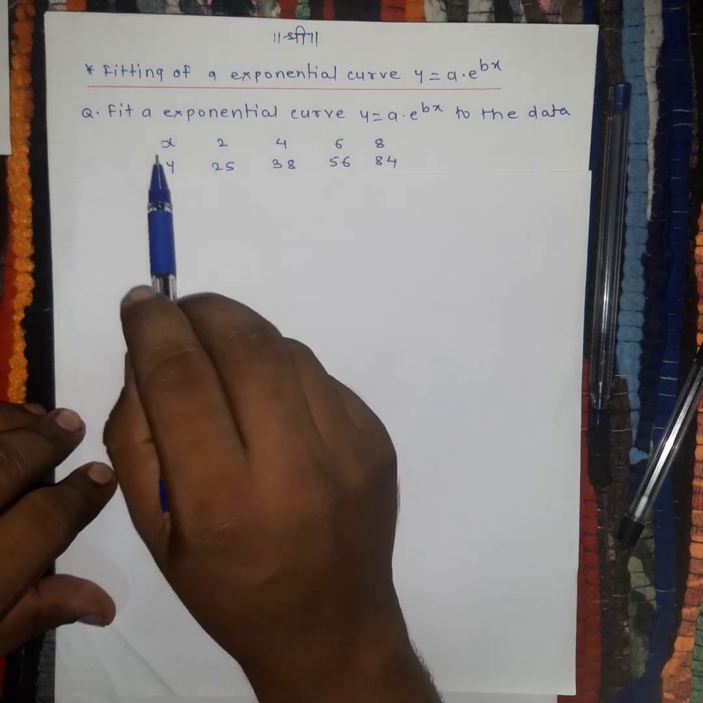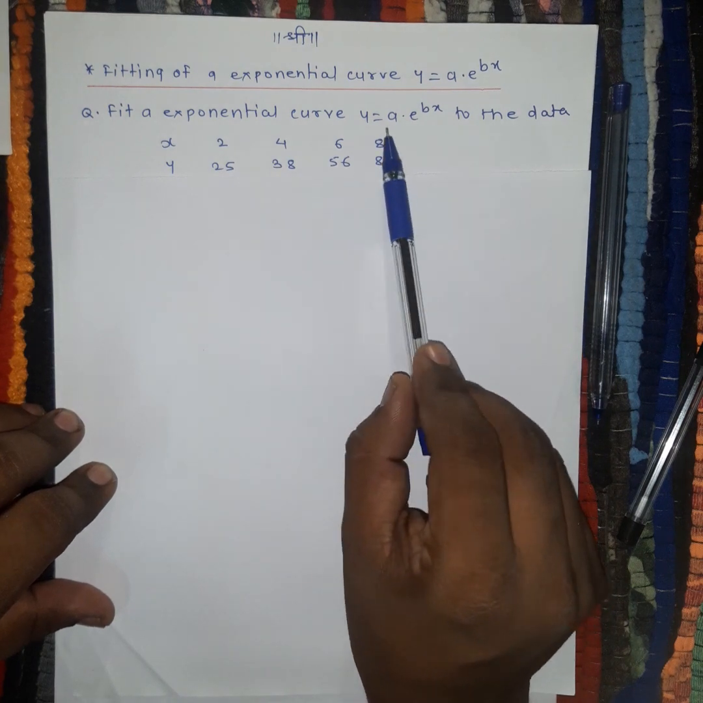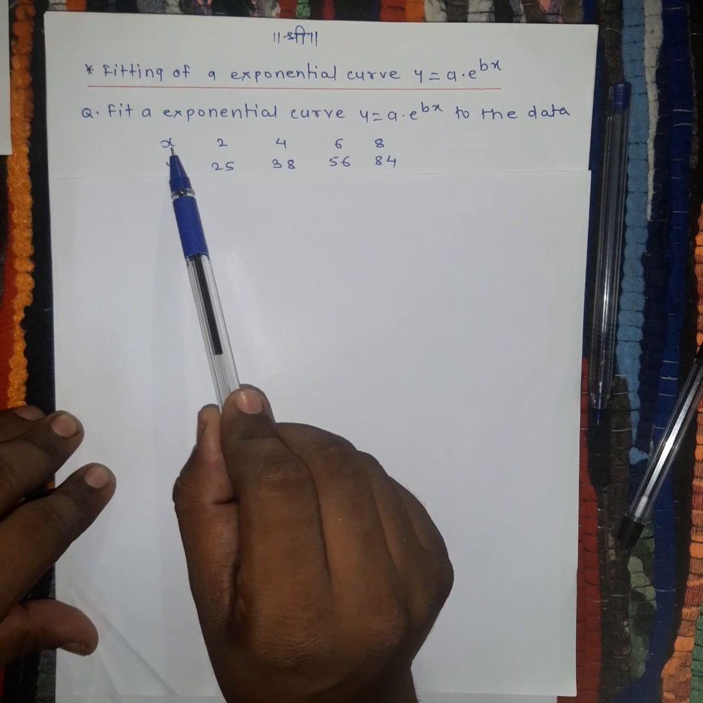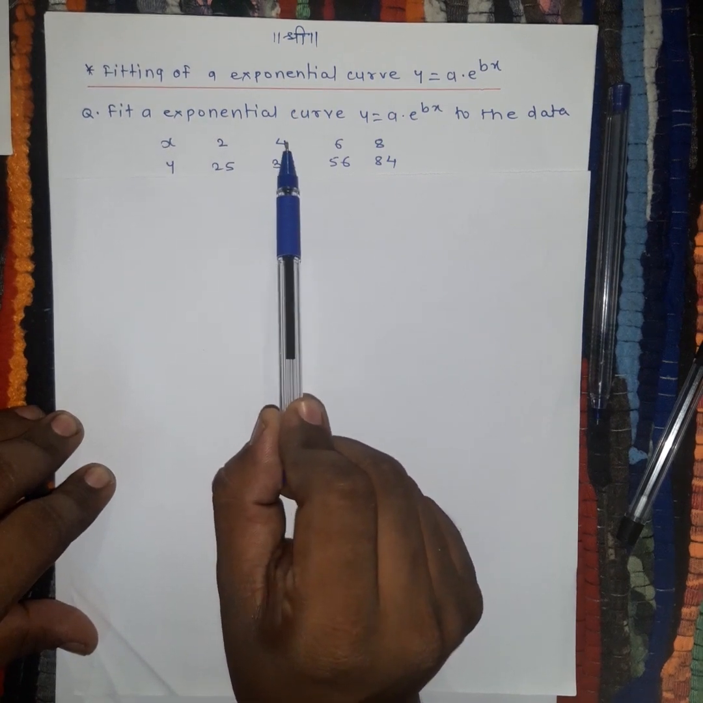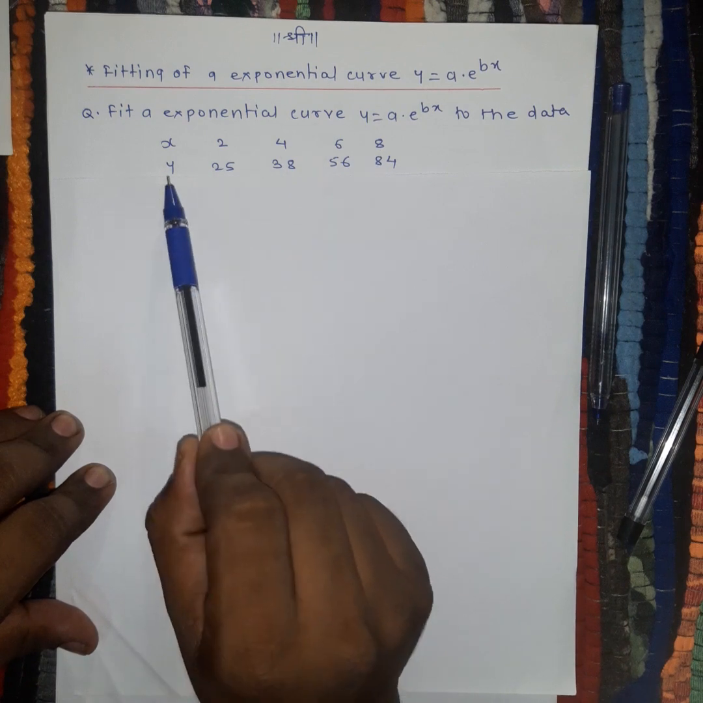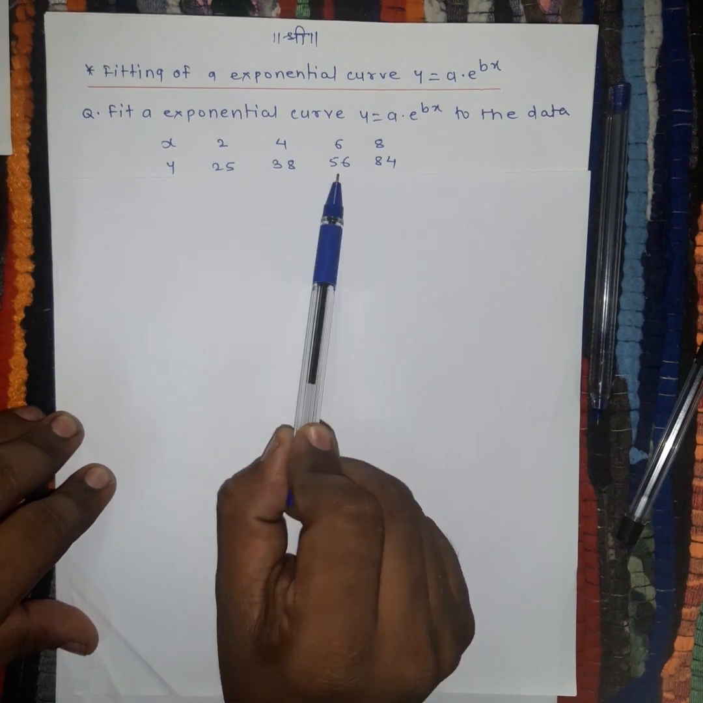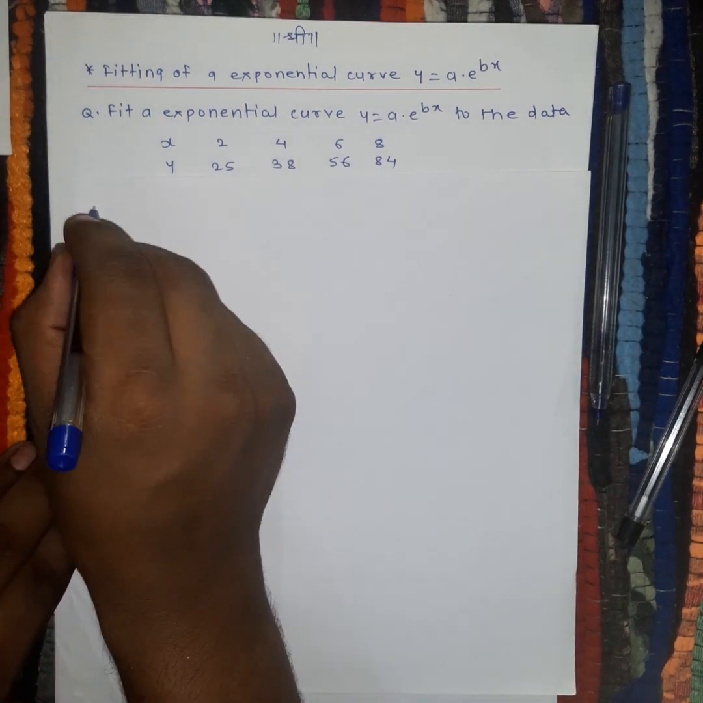Let's take a problem. Fit an exponential curve y is equal to a into e raised to bx to the data. The data provided is x and y. The values of x are 2, 4, 6 and 8. Values for y are 25, 38, 56 and 84. So let's see how to solve this problem.